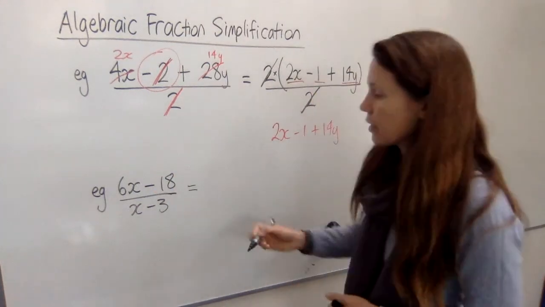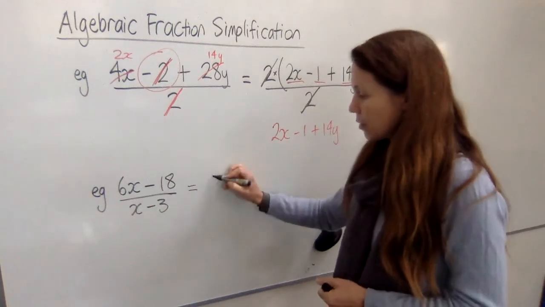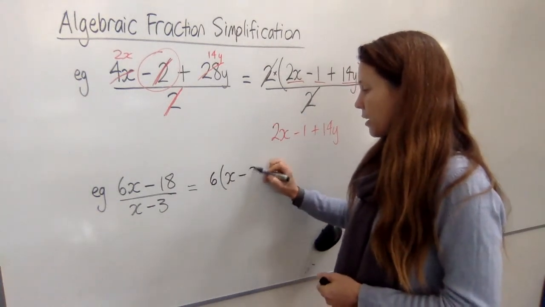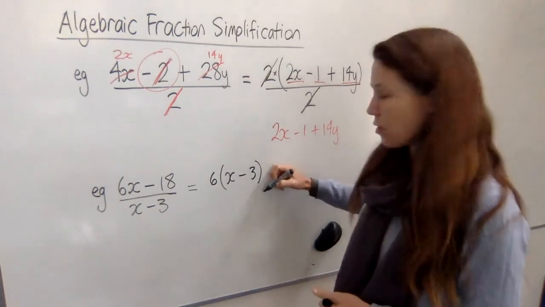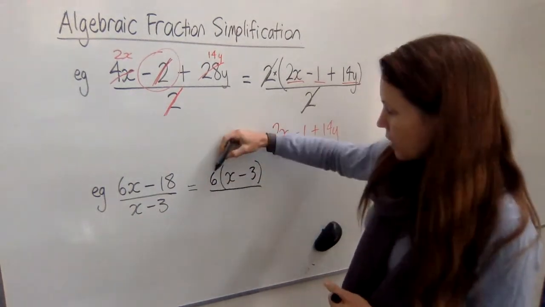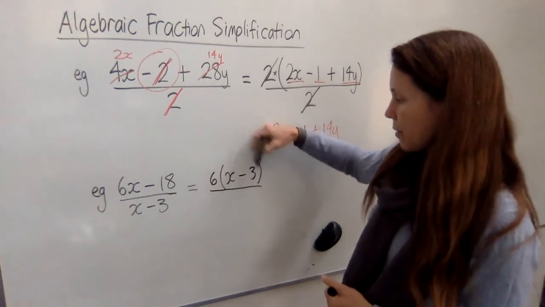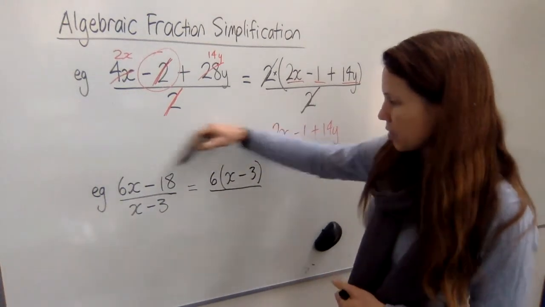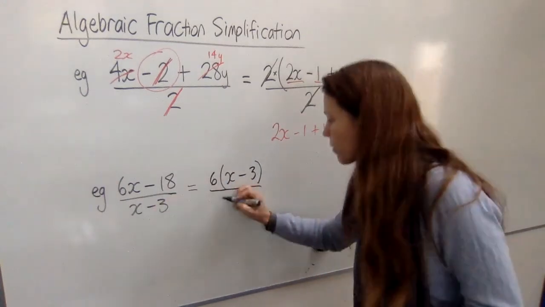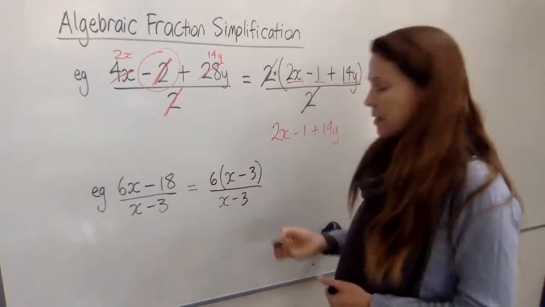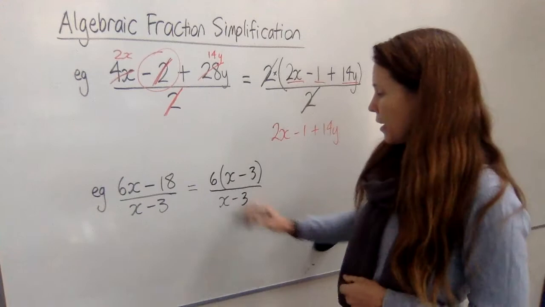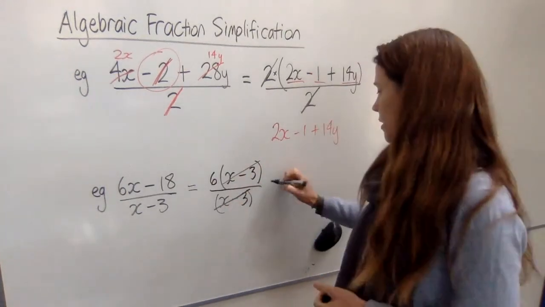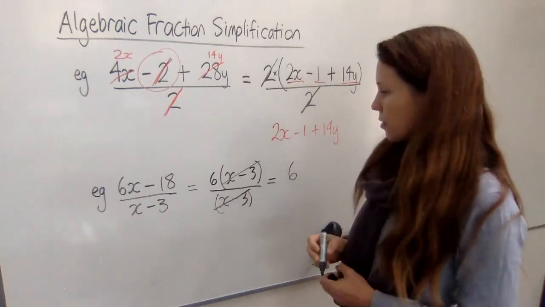The correct way to do it is to simplify the top by factorising it. So we have 6 lots of x minus 3. And if you struggle with this step, just remember that as you're factorising, imagine expanding it back out. 6 lots of x is 6x, and 6 lots of minus 3 is minus 18. Then just rewrite the bottom. Now it's easy to see that we can divide the whole top and the whole bottom by this x minus 3, and the answer is just 6.